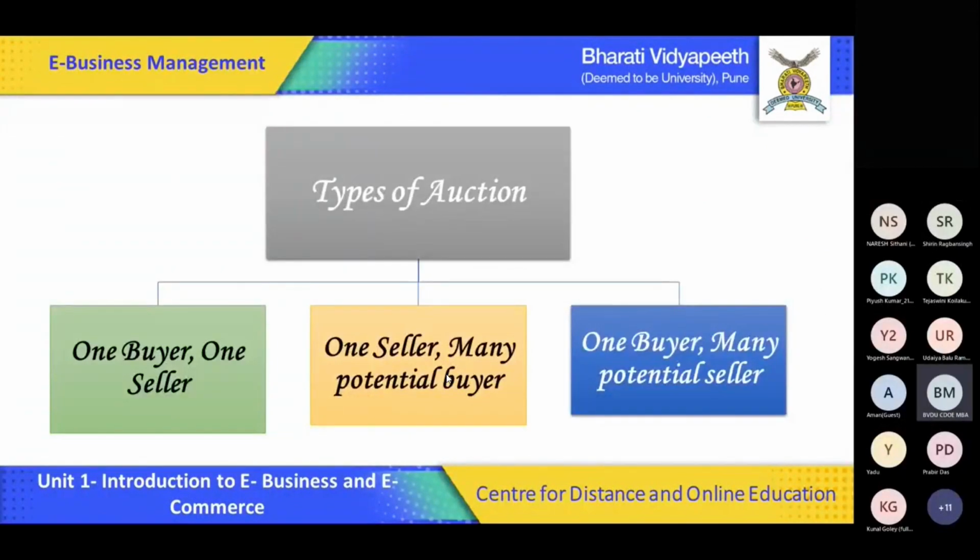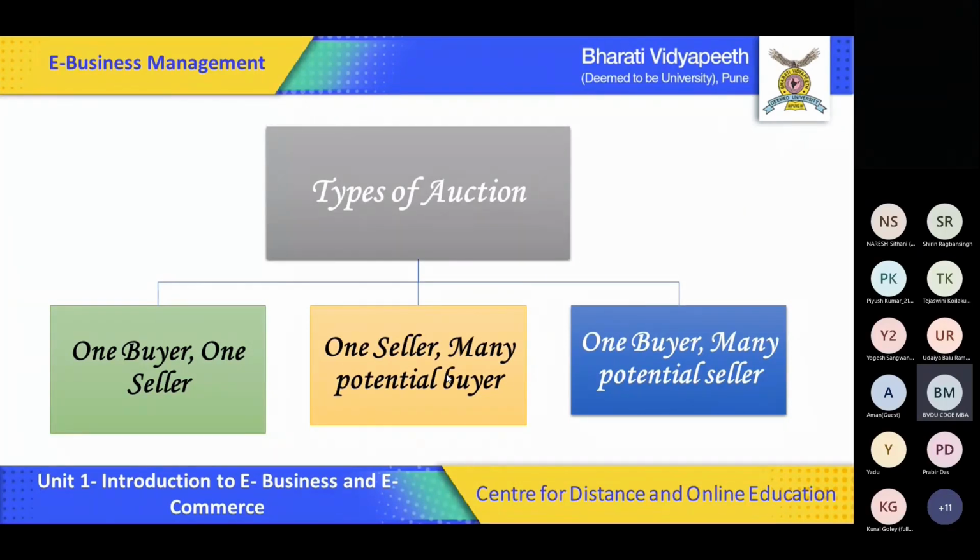So these are the types of auctions which are available. One buyer, one seller; one seller, many potential buyers; and one buyer, many potential sellers, as the name itself suggests. Right? The first, one buyer, one seller, means here one buyer will be there and one seller will be there. Both will bid, right? Second type of auction, one seller and many potential buyers.